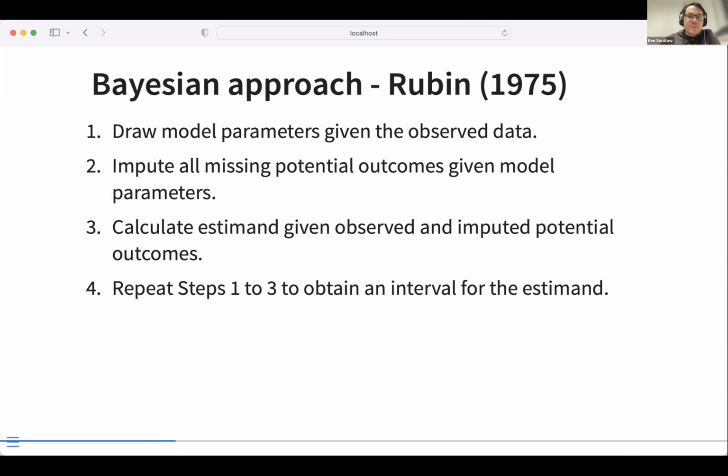The approach has four steps, which we iterate through. We first draw the model parameters given the observed data. We're assuming the joint model over Y_i and Y miss might have some covariates and maybe some slope parameters or variance parameters associated with it. So we use Bayesian inference, potentially an MCMC approach or whatever your preferred method is. We then impute all the missing potential outcomes, Y_i miss, given the model parameters. We then calculate the estimand, the estimate of the average treatment effect, between the observed values, which are fixed, and the imputed values, which depend on the iteration of the MCMC. Then we repeat these steps many, many times to get an idea of the uncertainty in those estimates.